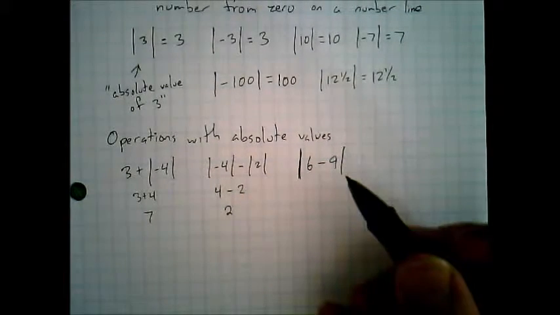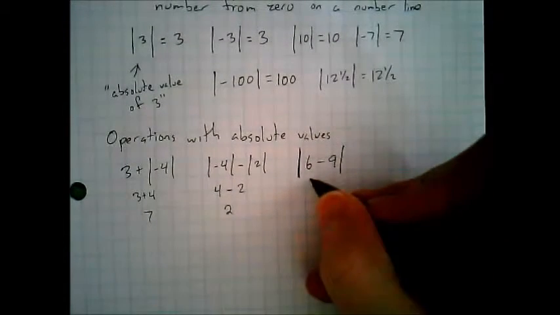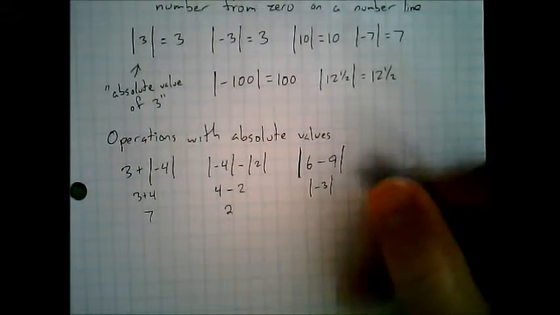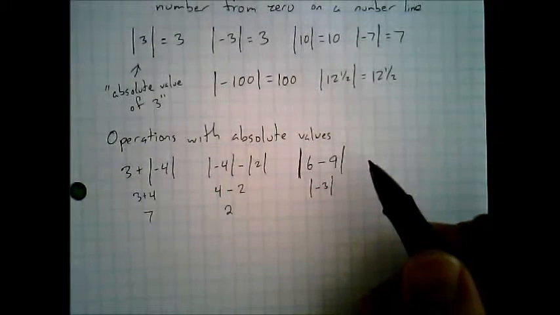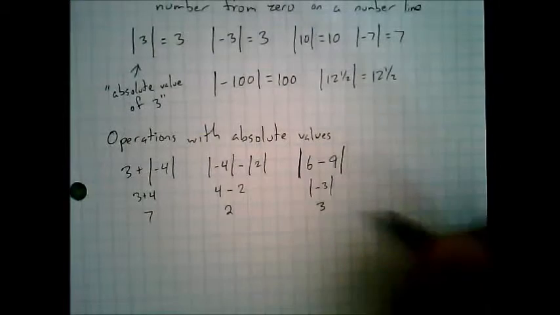So I could do 6 minus 9. I know 6 minus 9 is -3, and that's what I'm taking the absolute value of. We do what's on the inside of our absolute values first. The absolute value of 6 minus 9 is the absolute value of -3, which is +3.